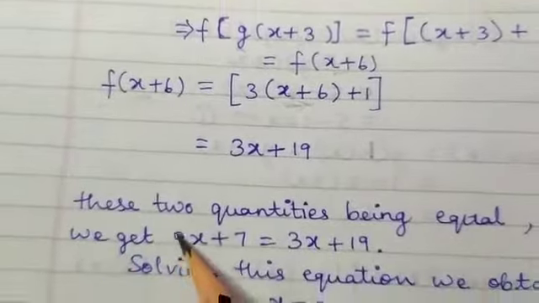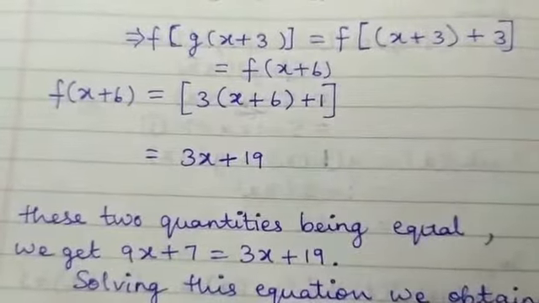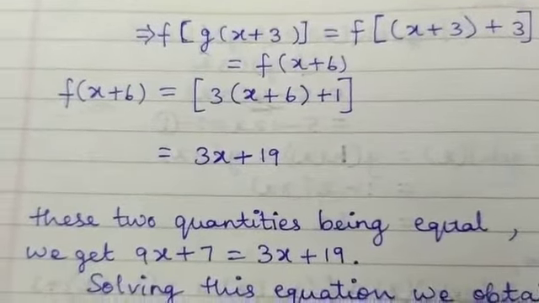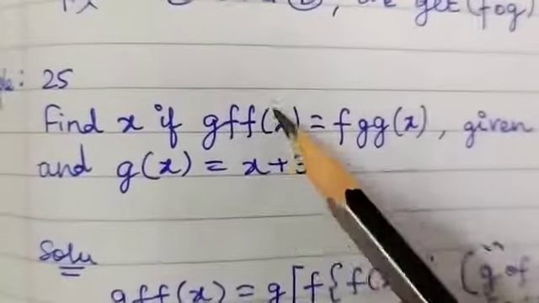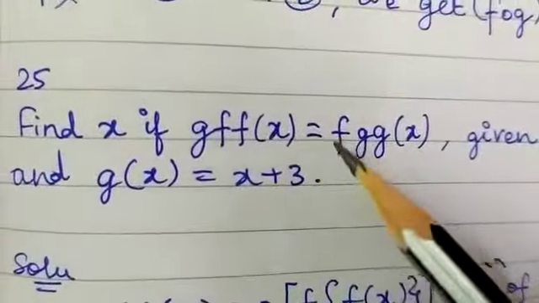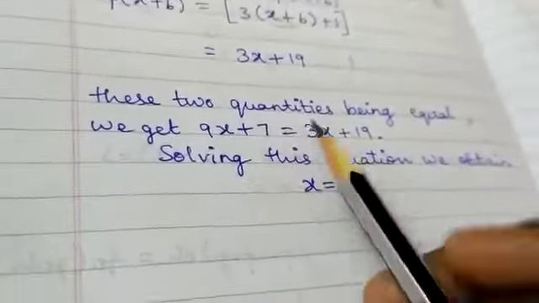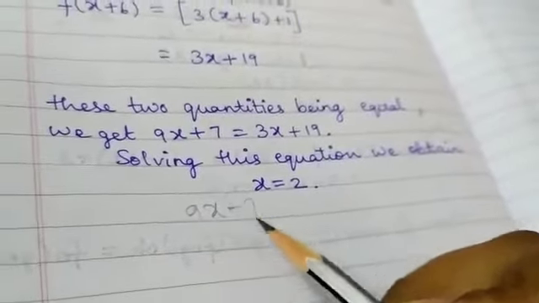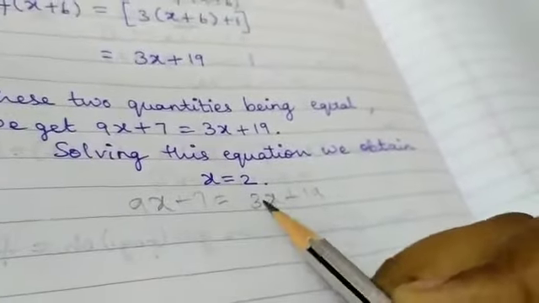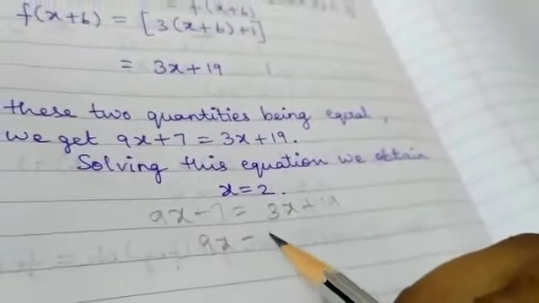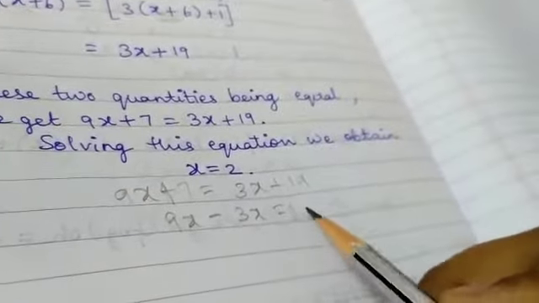These two quantities being equal, we get 9x plus 7 equal to 3x plus 19. That is what is given in the question, g of f of x equal to f of g of x. So I am just solving the two equations. 9x plus 7 equal to 3x plus 19. I am bringing this 3x to this side, so 9x minus 3x equal to, taking plus 7 to that side, 19 minus 7.